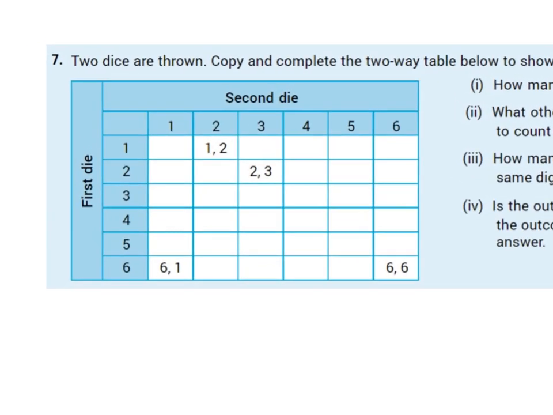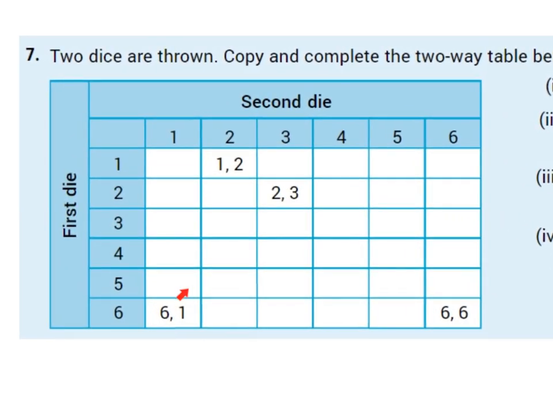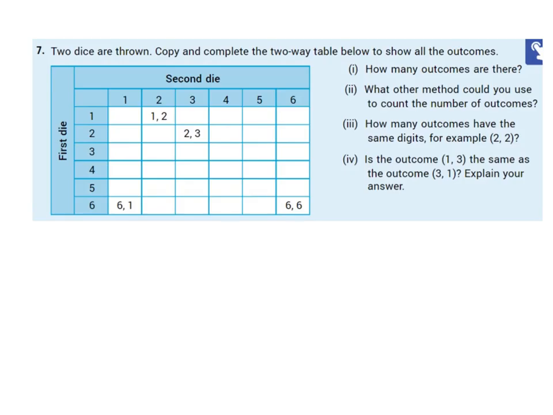So some of them are already done. 6, 1 means we landed on 6 on the first die and 1 on the second die. 1, 2 means we landed on 1 on the first die and 2 on the second die. 2, 3 means we landed on 2 on the first die and 3 on the second die. And 6, 6 means we landed on 6 on the first die and 6 on the second die. So you need to fill in the other blanks. Once you've done that, you can answer questions 2, 3 and 4.